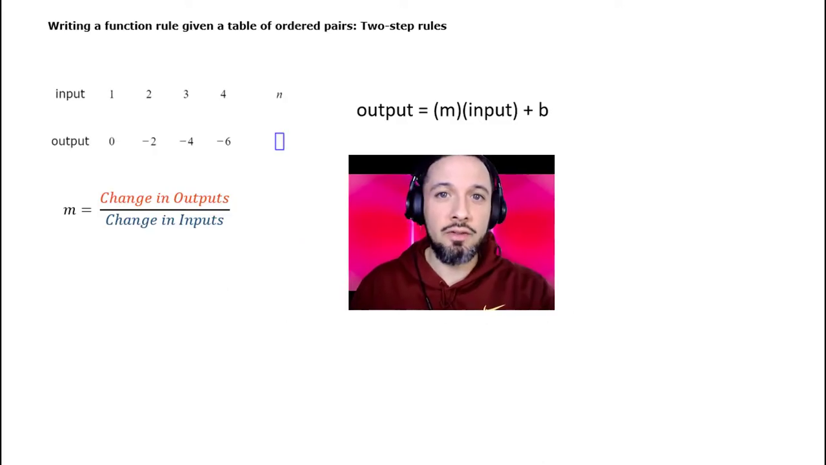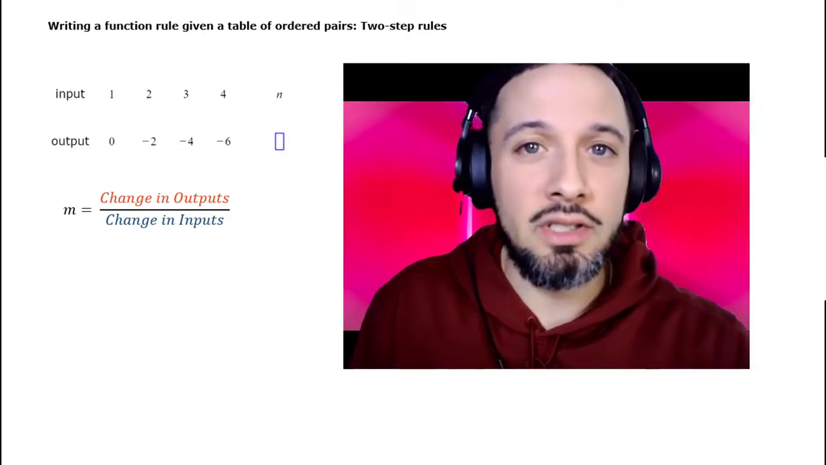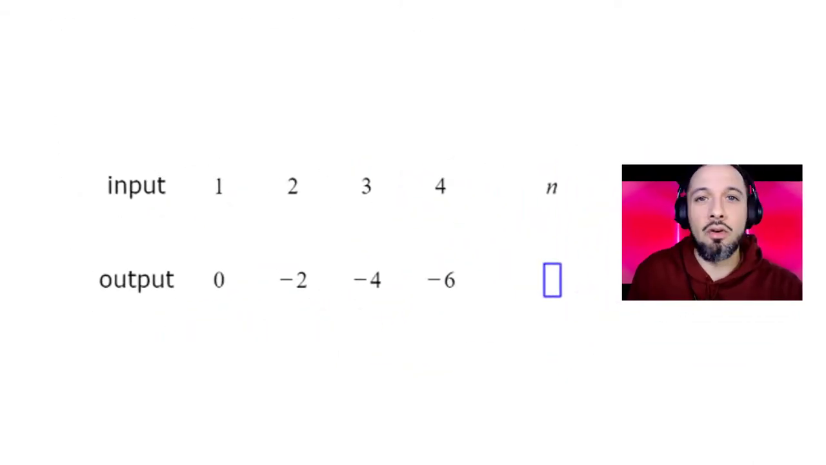The first thing we're going to find is the value for the letter m. To find that, you're going to use this formula: change in outputs divided by change in inputs. Let me show you where to get those numbers. To get the change in outputs, I'm going to look at the outputs in the table and figure out what the outputs are changing by from one to the other.